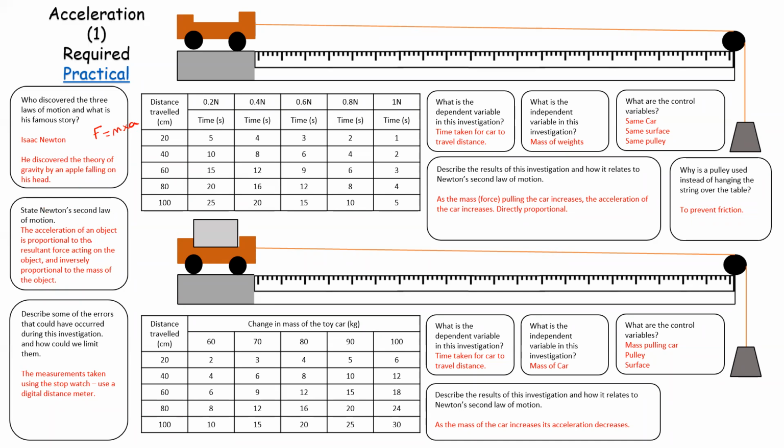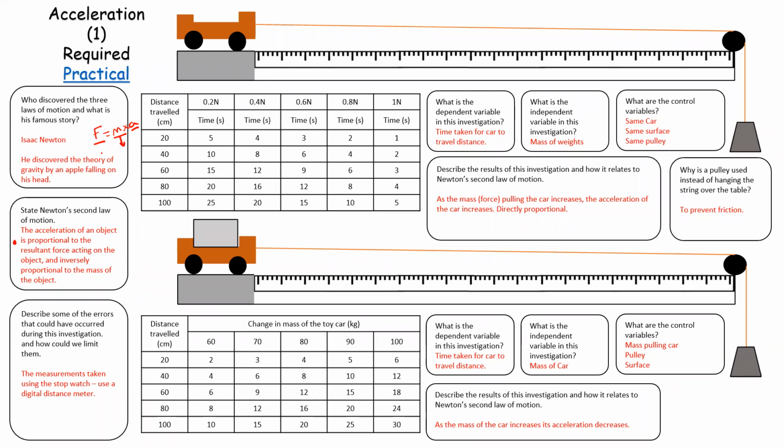Second law states the acceleration of an object is proportional to the resultant force acting on the object and inversely proportional to the mass of the object. What that's saying is the heavier the object gets, if you apply the same force, the slower the acceleration. And if the mass stays the same, then the acceleration will increase if the force increases. Basically, it's a little bit of common sense.